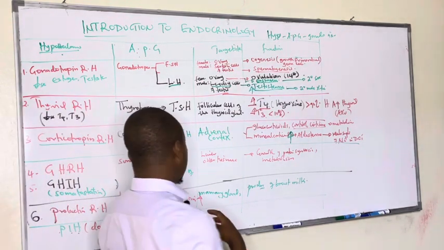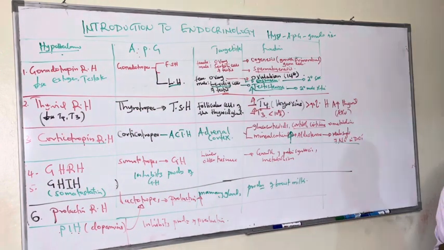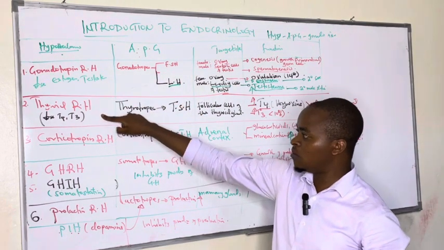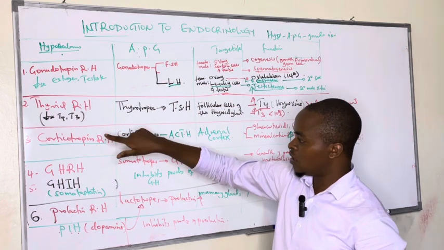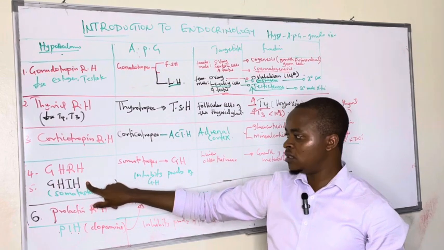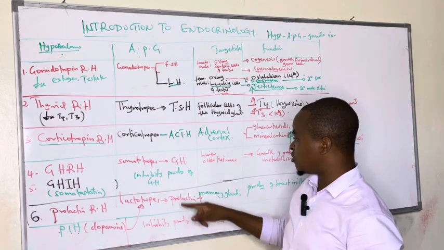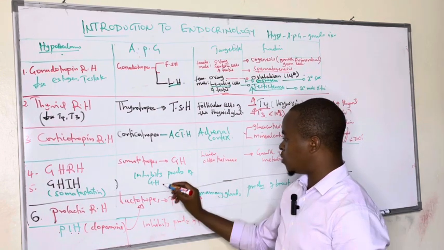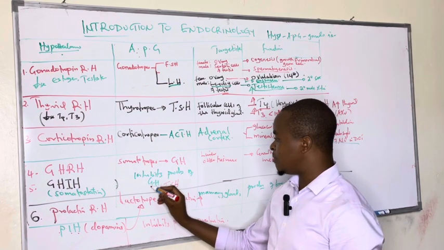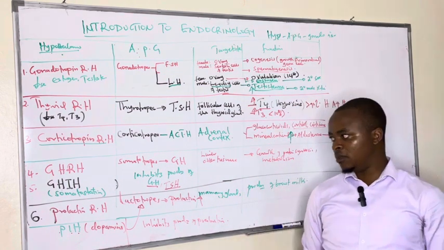So these are basically the hypothalamic hormones we can discuss in this session, whereby we had gonadotropin releasing hormone, thyroid releasing hormone, corticotropin releasing hormone, growth hormone releasing hormone, and growth hormone inhibiting hormone, which we call somatostatin. And somatostatin inhibits production of growth hormone and also thyroid stimulating hormone. So we see somatostatin inhibiting both production of growth hormone and thyroid stimulating hormone.